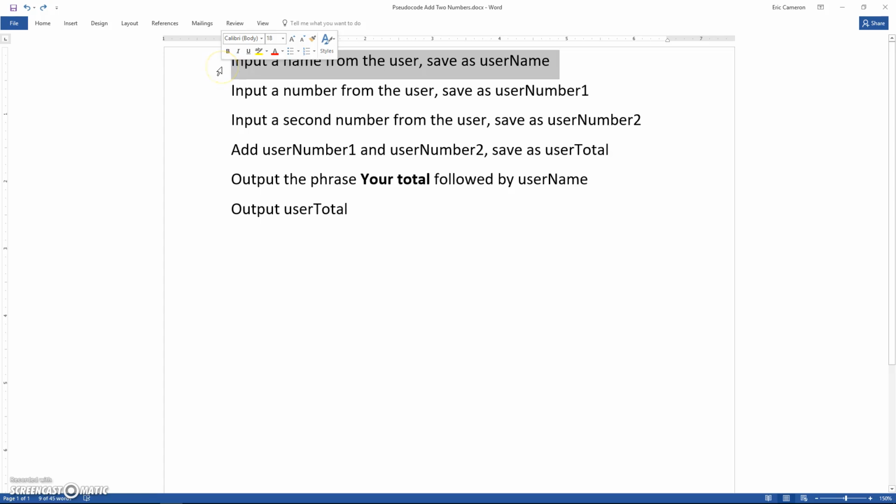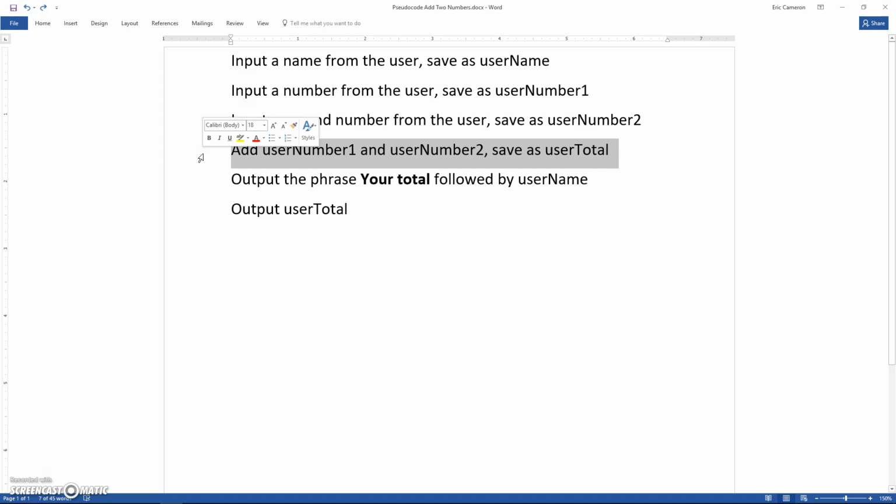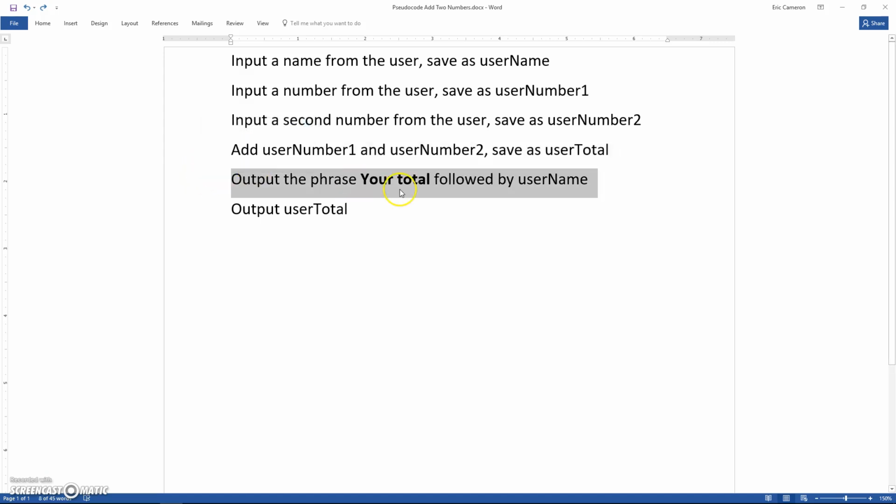But the idea is we are basically saying, get the user's name, get two numbers from the user, add them together, output this phrase, and then output the total to the user. And basically at this point, this would allow us to outline the steps needed to get a user's name, two numbers, add the numbers together, and print it out. And then the implementation in the real world would be left to our programmers, and typically your managers, your systems analysts, those types of folks would be the ones developing the pseudocode and other requirements documents.